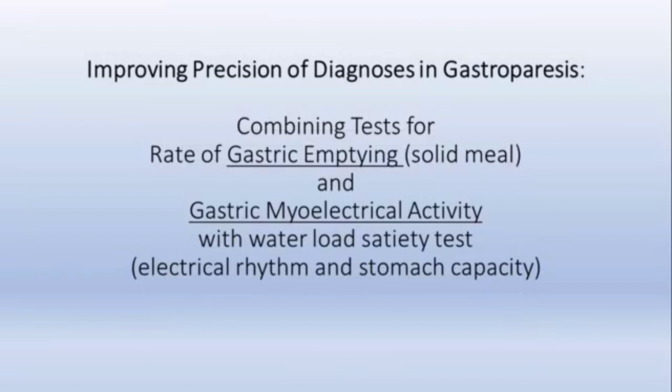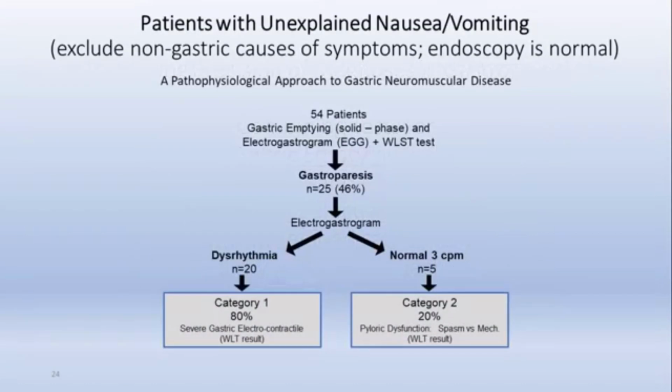And so this is where we are now. We are trying to improve the precision of those diagnoses for gastroparesis. We combine the emptying result and the electrical result that's in response to a water load satiety test. And this is what we tend to find. So when I have a patient with unexplained nausea and vomiting, I have a big differential diagnosis.